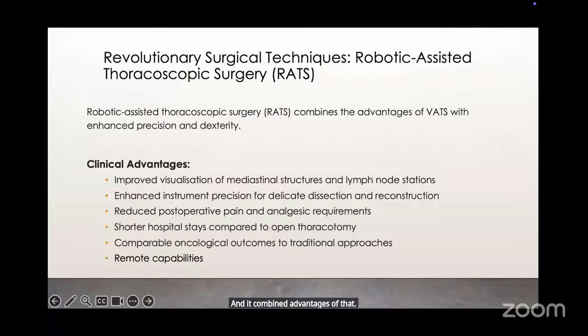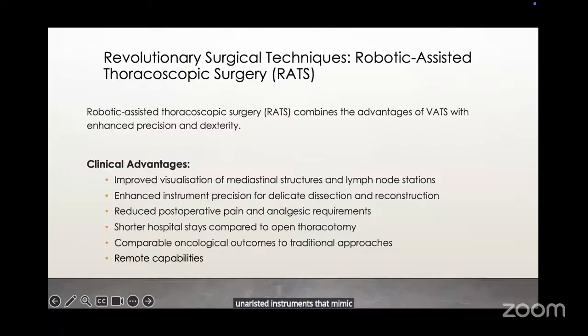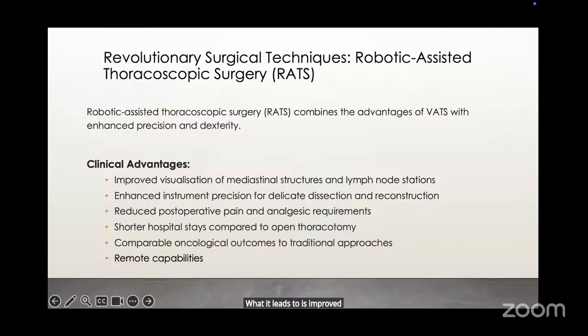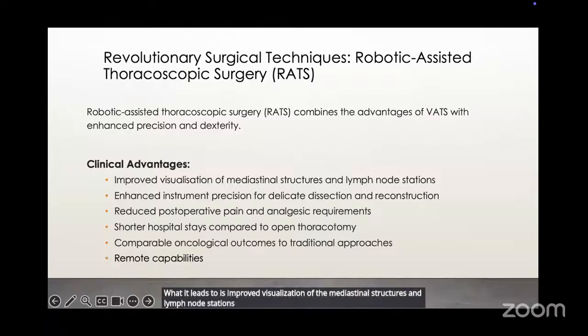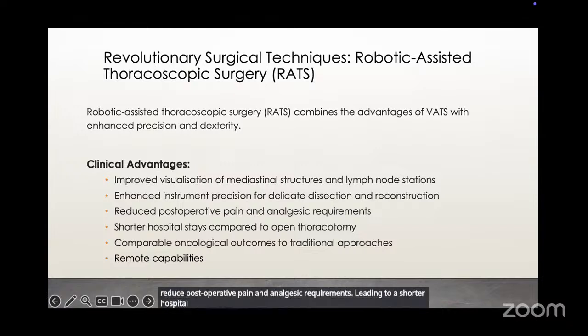The Da Vinci surgical robot system provides 3-dimensional high-definition visualization and wristed instruments that mimic human hand movements with greater range and precision. What it leads to is improved visualization of the mediastinal structures and lymph node stations. It enhances instrument precision for delicate dissection and reconstruction, reduced postoperative pain and analgesic requirements, leading to a shorter hospital stay compared to open thoracotomy and quicker return to function.